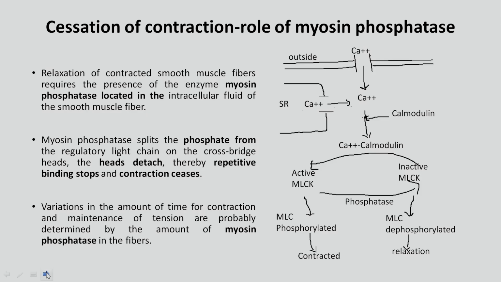Contraction takes place once actin binds with the myosin head, and relaxation takes place once it detaches from the myosin head. Then how does the cessation take place? Here one important enzyme is there, called myosin phosphatase. Myosin phosphatase plays a very important role in muscle relaxation in the smooth muscles. It helps in the dephosphorylation of the myosin light chain kinase. Once this acts, it causes the relaxation of the smooth muscles.